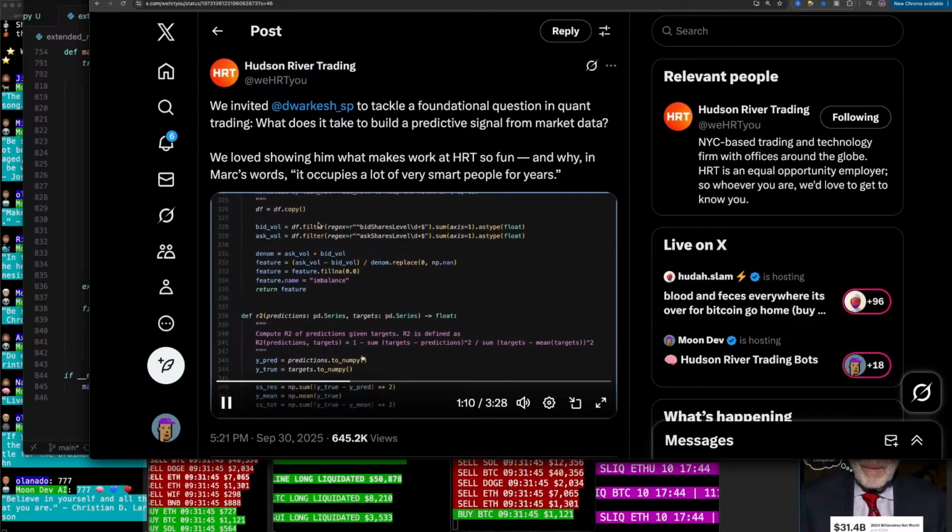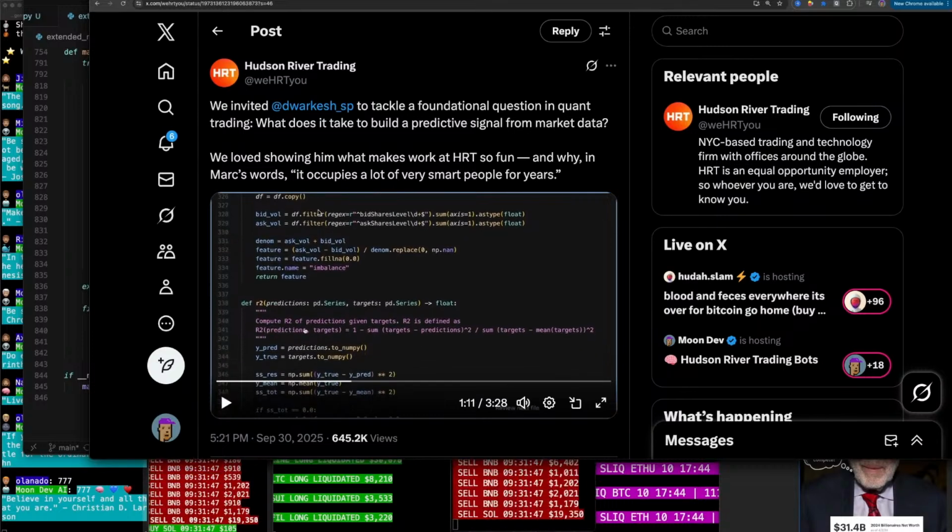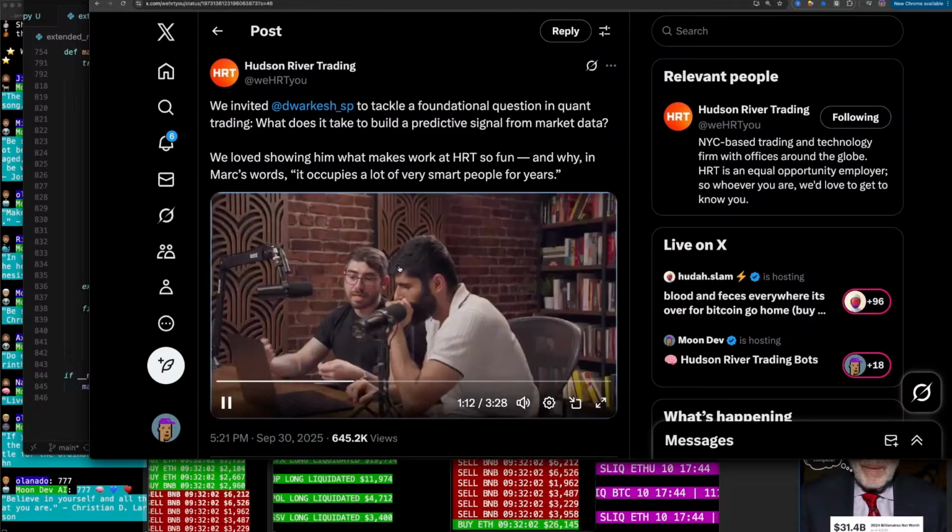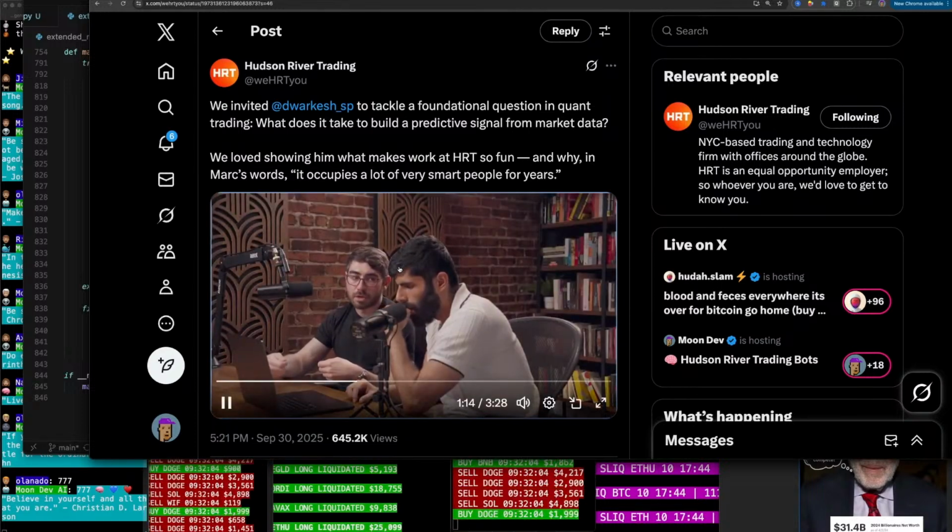Both sides of the book. And I wanted to look at this compute R2 of predictions given. So it's looking at the imbalance ask volume minus bid volume. Denominator ask plus. Okay. that pressure implies something about the way the price is going to go in the future.